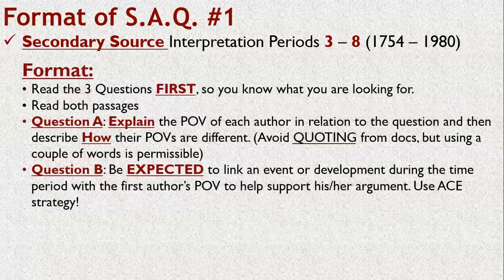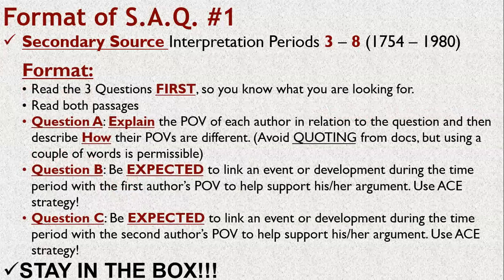Then what you're going to have to do in C is the exact same thing that you did in B, except you're doing it for the second author. Okay, so notice what you're doing in A. You're telling me 2 sentences showing me the point of view of the authors, and then the third sentence is your therefore statement. Therefore, this is the difference between the 2 authors.